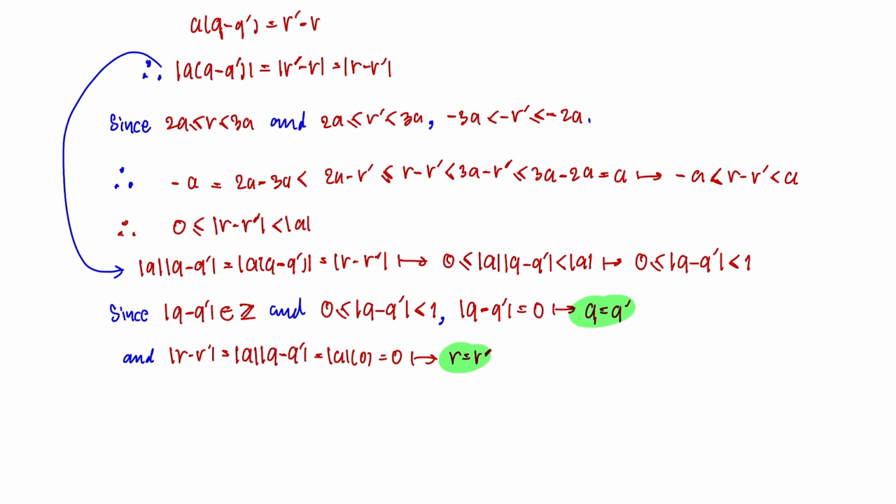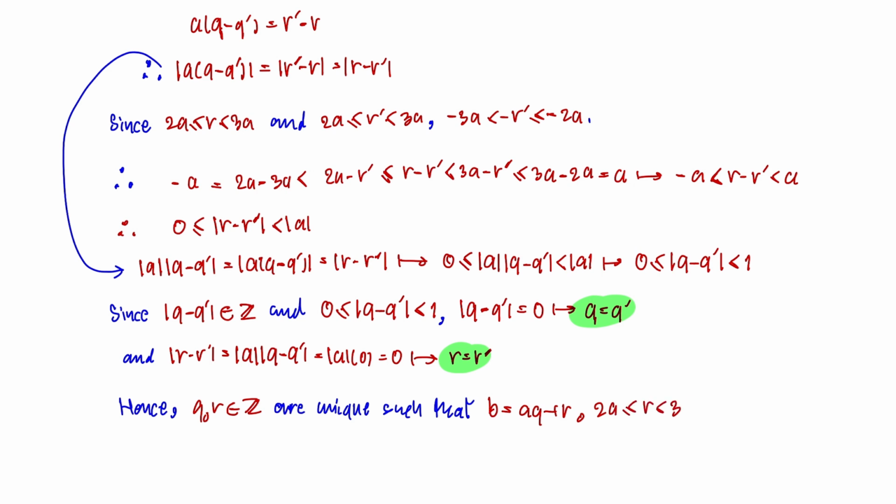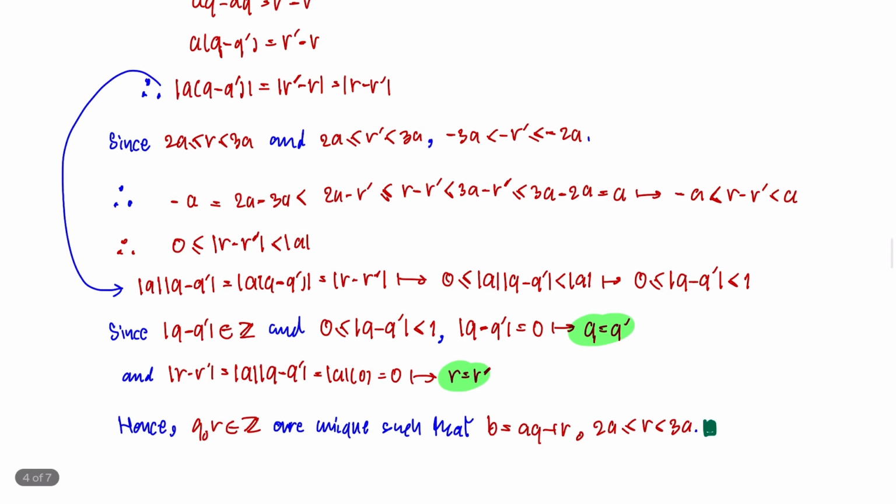So we have proved the uniqueness of Q and R. Therefore we complete the proof already. Hence, Q and R are unique integers such that B equal to AQ plus R, where R is greater than or equal to 2A and less than 3A. That's what we have, and this is the proof of this example.